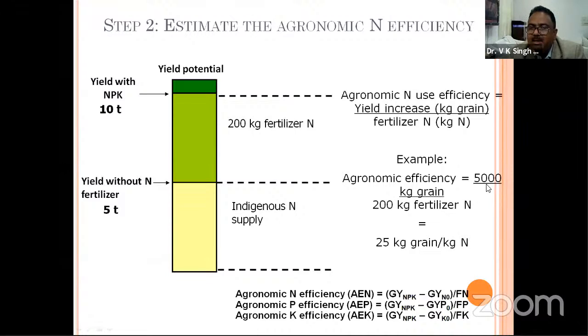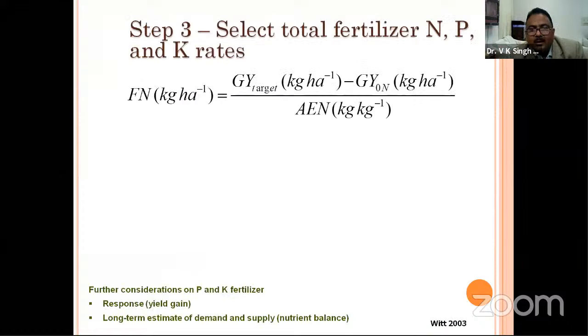5 ton means 500 kg grain with 200 kg of nitrogen. So per kg of nitrogen, we can get 25 kg of grain. So this way you can work out the agronomic efficiency for nitrogen, agronomic efficiency for phosphorus, agronomic efficiency for potash, and using this formula. Because those are just assumptions, but with this formula, once you put in the grain yield, whatever targeted yield in your place or village, and what you are getting in the minus plot, applying that agronomic efficiency.